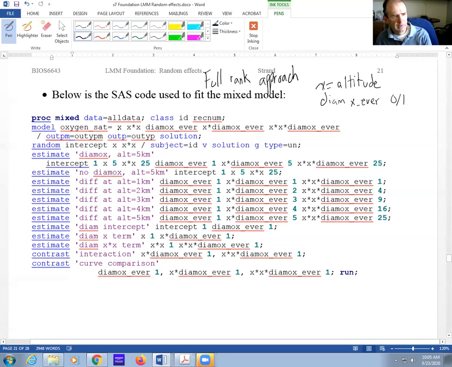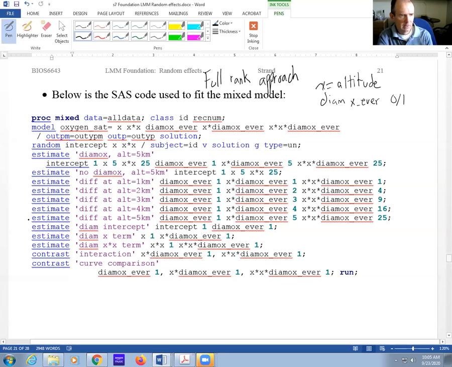So we have our model. I have linear and quadratic terms for altitude, and then I have the diamox ever, and then I'm allowing interactions here so that we essentially can get a separate quadratic fit for the two groups. And I'm getting both predicted values because I want both. I want both the predicted mean values, and that allowed me to plot that line, that curve for both groups. And I also want the subject level predicted values.